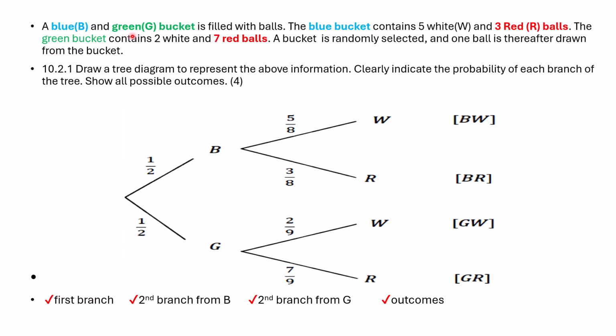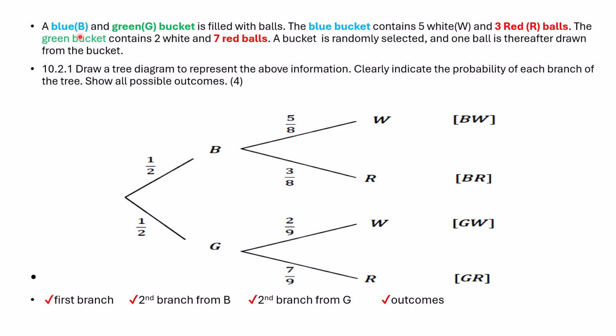A blue and a green bucket are filled with balls. So I either have a blue bucket or a green bucket. The blue bucket contains 5 white and 3 red balls. The green bucket contains 2 white and 7 red balls. A bucket is randomly selected and 1 ball is thereafter thrown from the bucket. For the first question, draw a tree diagram to represent the above information. Clearly indicate the probability of each branch of the tree and show all possible outcomes, for 4 marks.